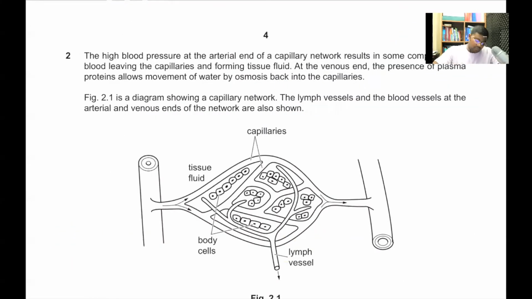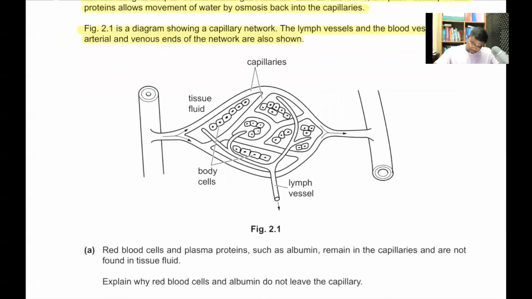Question number 2. The high blood pressure at the arterial end of the capillary results in some components of the blood leaving the capillaries and forming tissue fluid. At the venous end, the presence of plasma proteins allows movement of water by osmosis back into the capillaries. Figure 2.1 is a diagram showing a capillary network. The lymph vessels and the blood vessels at the arterial and venous end of the network are shown.